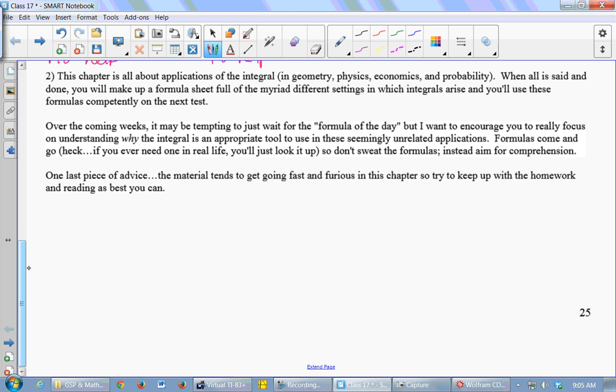This material tends to get going fast and furious. So try to keep up with the homework and reading as best you can right after each class, instead of leaving it until you have to do it all at once.